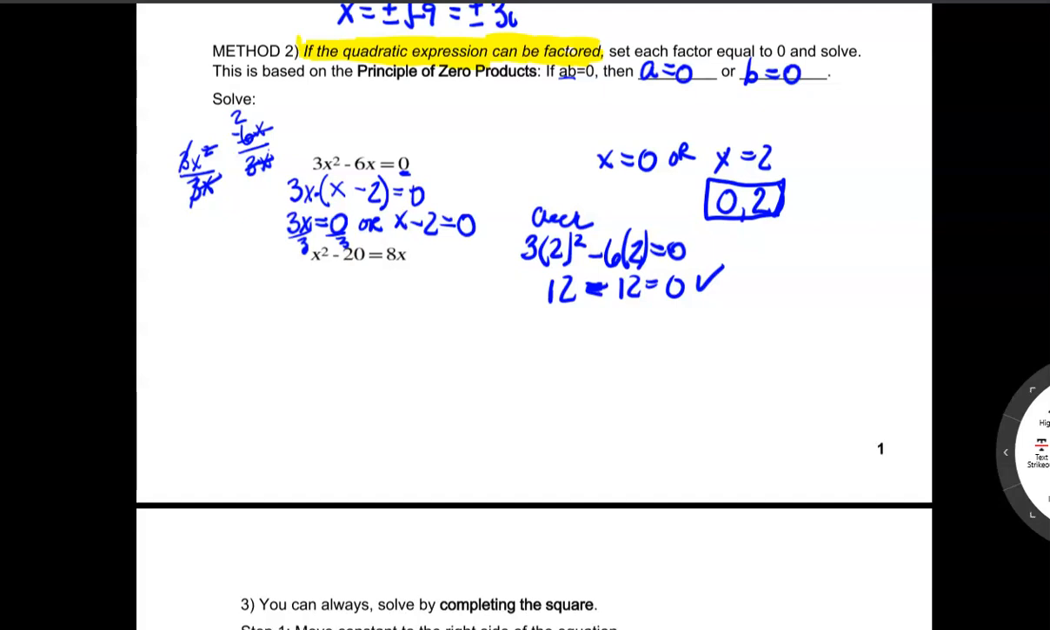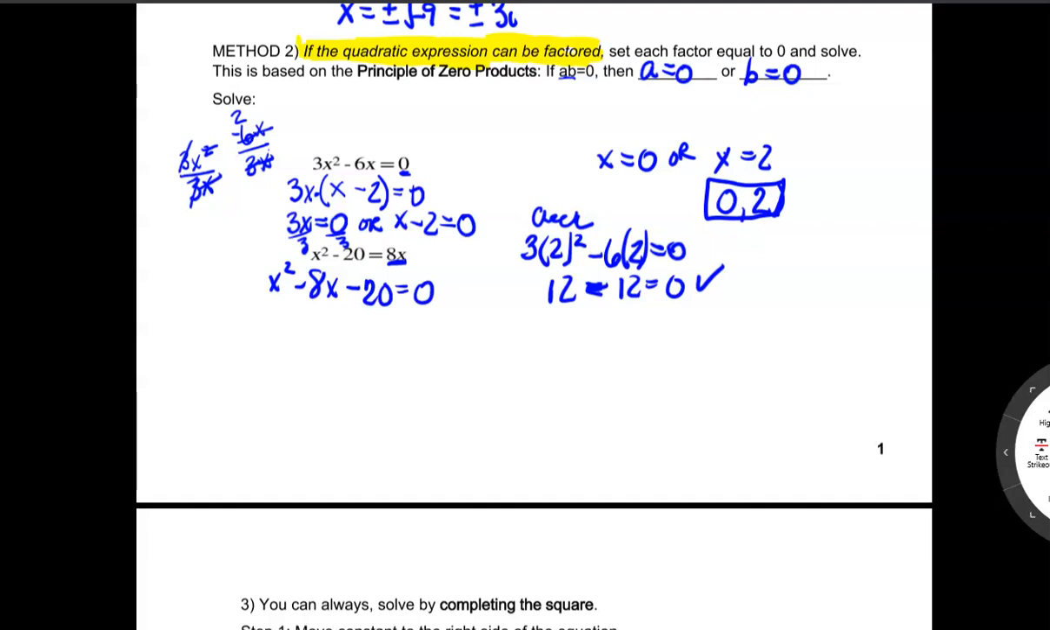Okay, let's look at the second example. The second example, notice that I don't have it in the right form. It needs to be in that form where the 0 is by itself on the right side. So I need to subtract 8x from both sides. When I do that, I get x squared minus 8x minus 20.